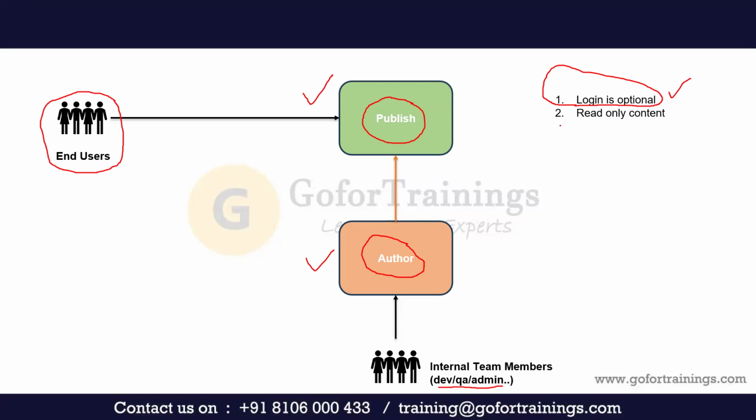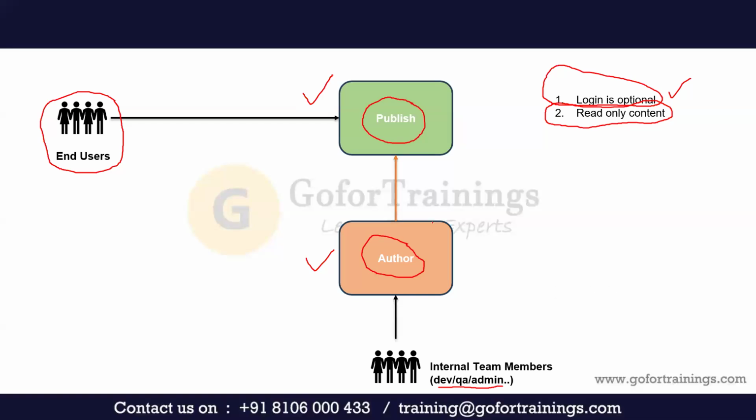But this publish server always returns read-only content. Read-only content means we can read the content served by the publish server, but we can't make any changes in that content. The best example: go to Amazon.in and check the home page. We can read whatever content is available on the home page, but we can't make any changes because we are the end user. We can consume that content, but we can't change it. We can't make any changes directly in the publish server.